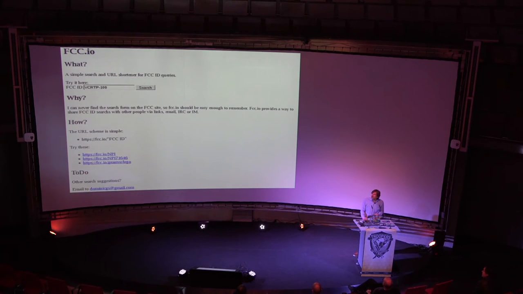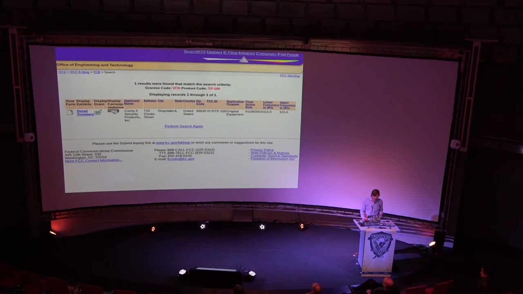And when you look up the FCC ID on FCC.io, you get something like this. So I just typed in the FCC ID for this particular device, which is the remote for the Stealth Lock. And this is the first page that comes up from the FCC ID search results. It's just kind of a launch page.